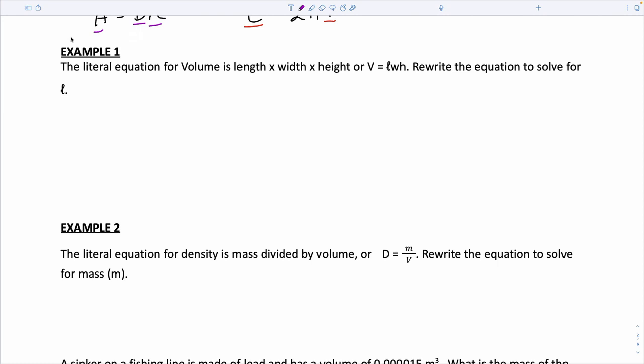So the first example, they give us a literal equation for volume. The literal equation for volume is this: length times width times height, or V equals L times W times H. They don't write the L like that because it looks like a 1. The L is a cursive L. It looks like this guy. We're going to rewrite the equation, and they want us to solve for that fancy L.